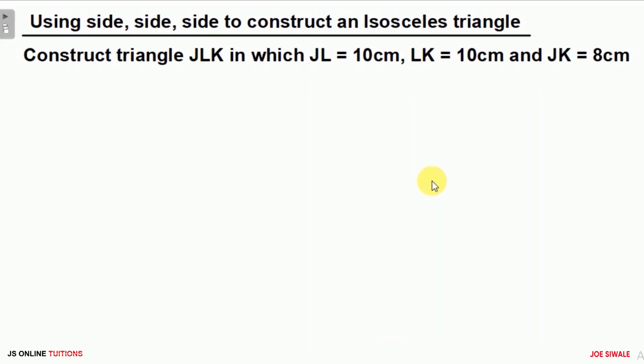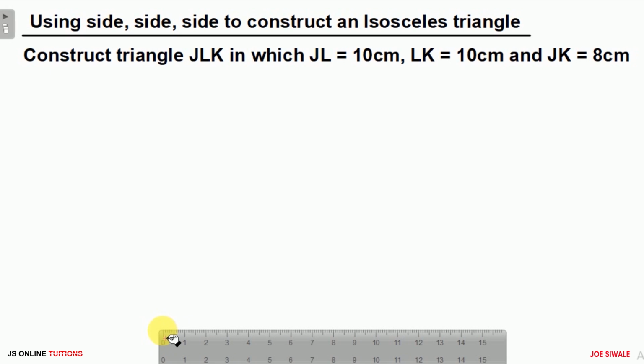Using side to construct an isosceles triangle. So we have an example there. Construct triangle JLK in which JL is equal to 10 centimeters, LK is equal to 10 centimeters, and JK is equal to 8 centimeters. So the first thing that we're going to do, we're going to draw the length of line JL, which is 10 centimeters. So let us do that.